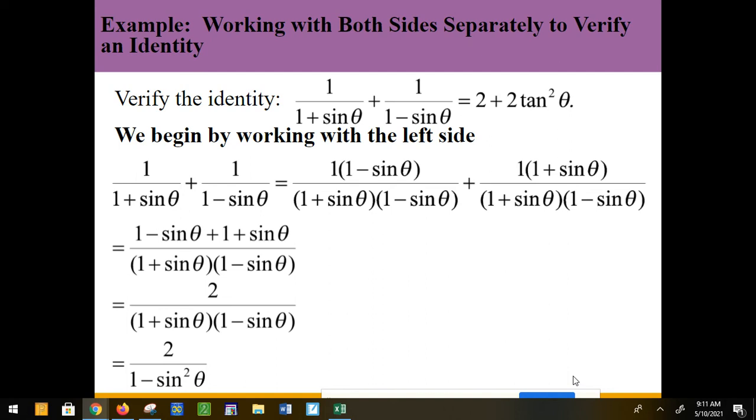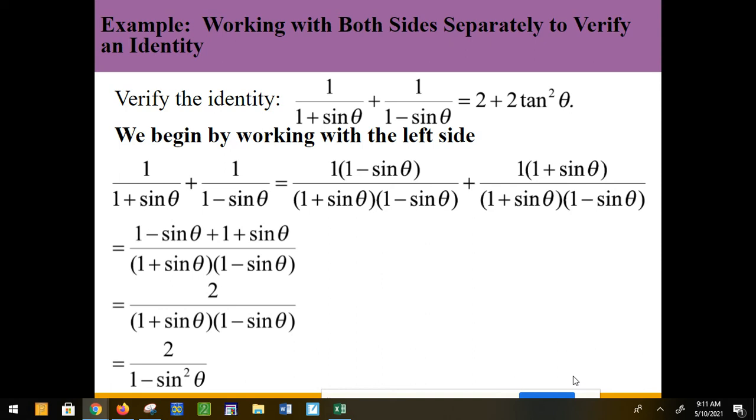A good place to start, like we just talked about in that list, is that if you have two fractions, you get a common denominator and add them together. In this case, add them together. For subtraction, you subtract them. The common denominator is just going to be multiplying the two denominators together. So the fraction that has 1 plus sine theta as a denominator needs to get multiplied by 1 minus sine theta. And the fraction that has 1 minus sine theta in the denominator, you're going to multiply by 1 plus sine theta in the denominator.